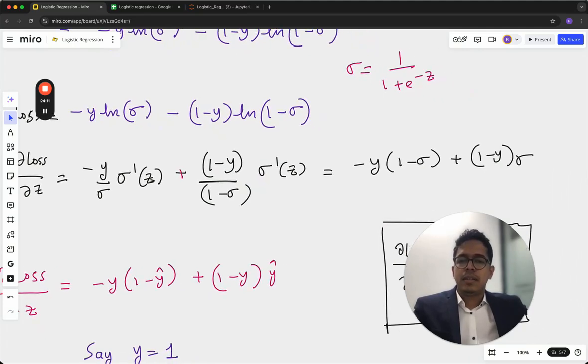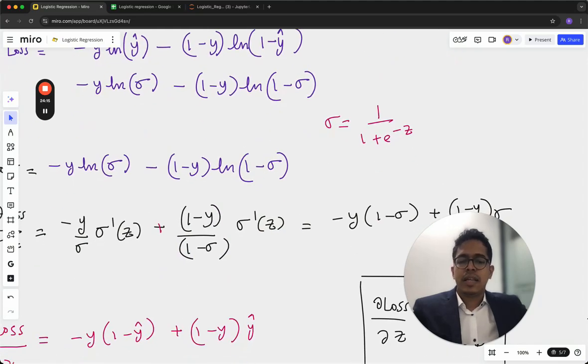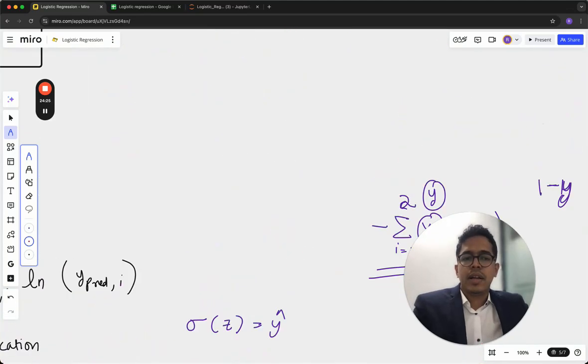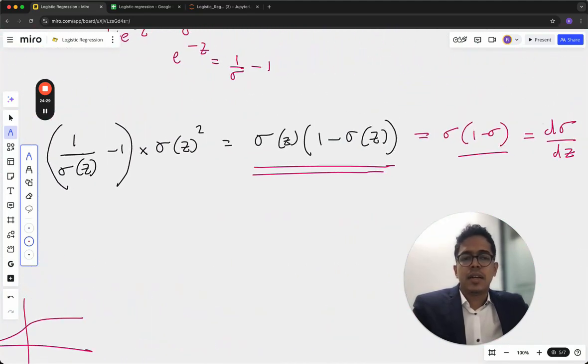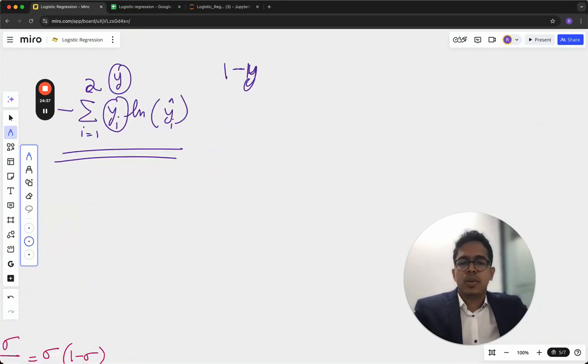Now here, sigma prime we have already calculated. Sigma prime is dou sigma by dou z, equal to sigma times 1 minus sigma. We have already calculated it somewhere up here. Where is that? Yeah, this one. We have already calculated that dou sigma by dou z is sigma times 1 minus sigma. So we can substitute that here.